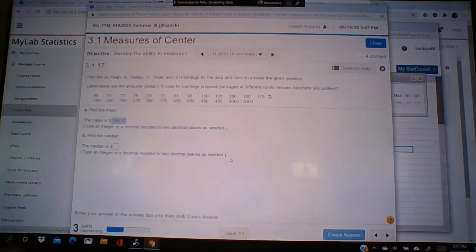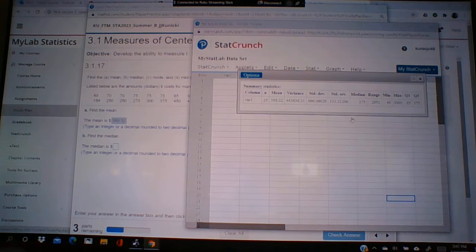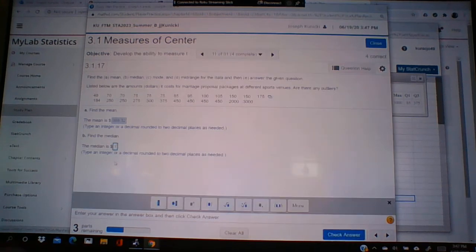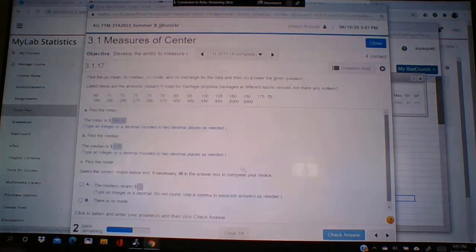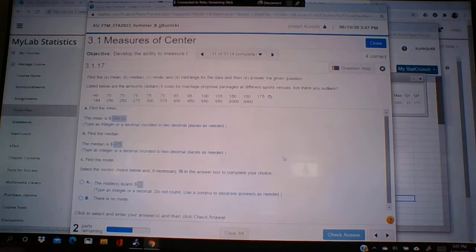Okay, so the next question is median. So I go back to my data window. Median's $175. Check answer. Well done. Next question is find the mode.